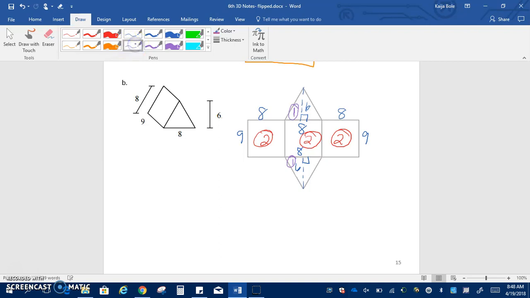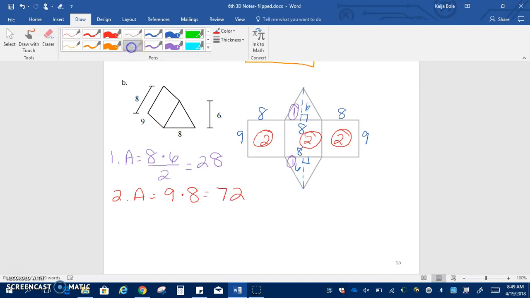Alright, so for our number 1s here, area of a triangle is base times height divided by 2. So we have 8 times 6 divided by 2. 48 divided by 2 is 24. And then for our squares, we have length times width, so 9 times 8, which is 72.